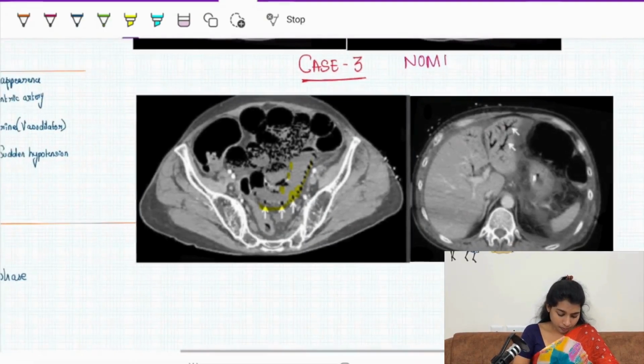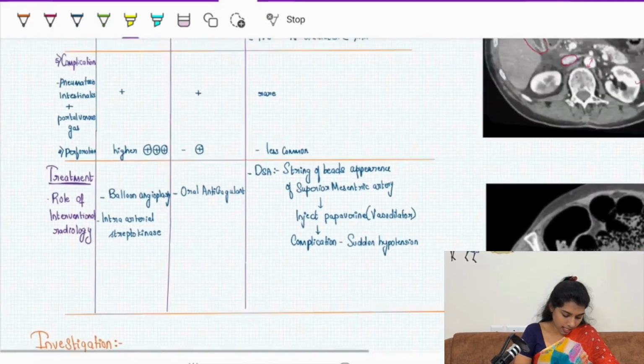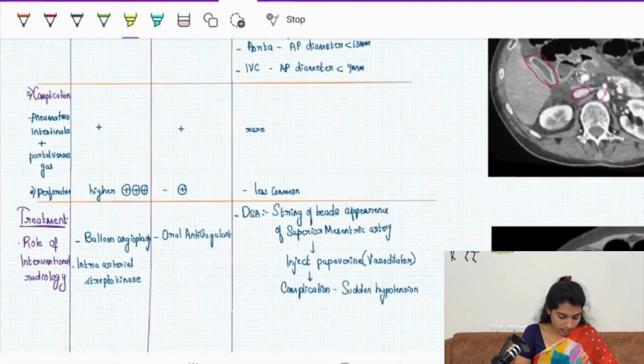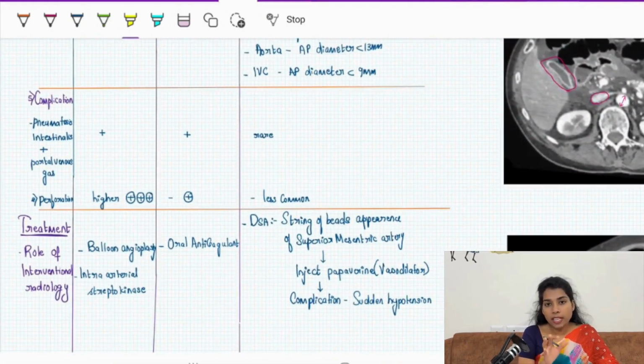So presence of pneumatosis intestinalis with portal venous gas is most commonly seen in venous mesenteric ischemia. It is seen also in arterial as well as non-occlusive mesenteric ischemia, but it is slightly rare in non-occlusive mesenteric ischemia. Now that we have understood even the imaging features, we should know how we are supposed to treat this patient.